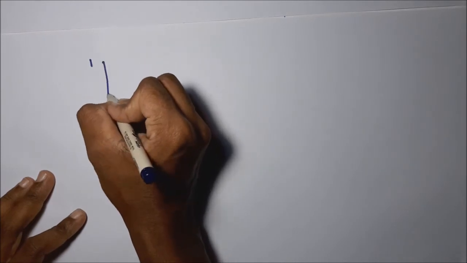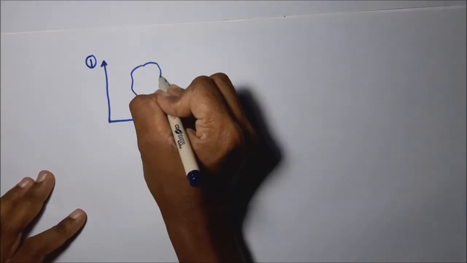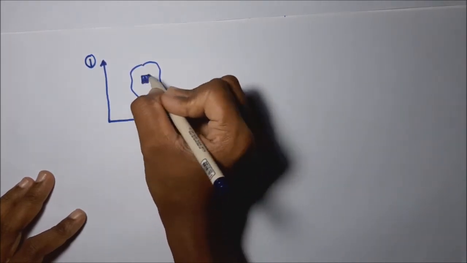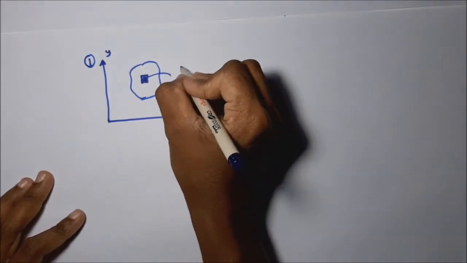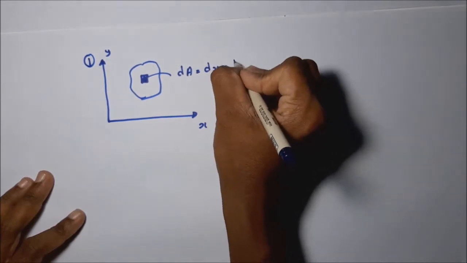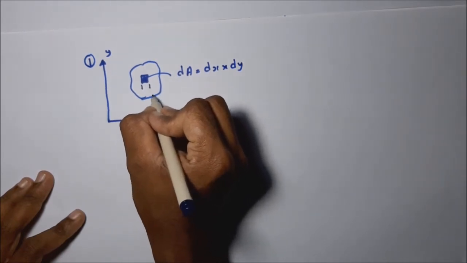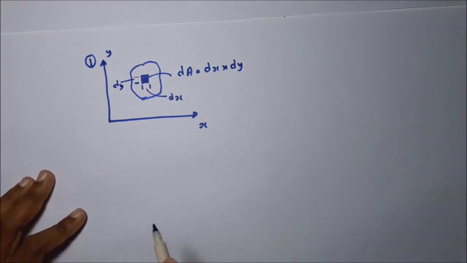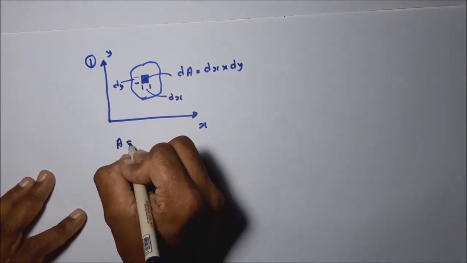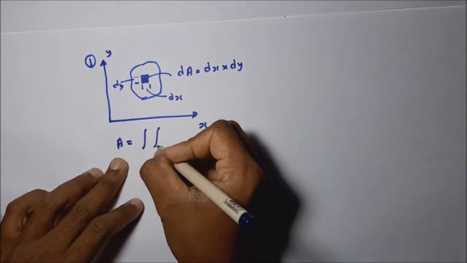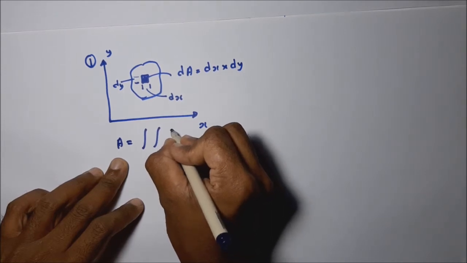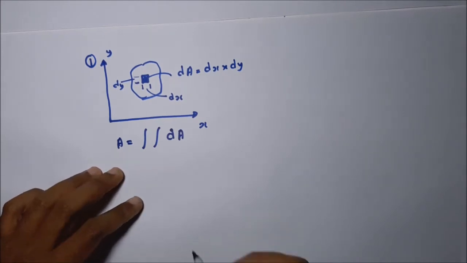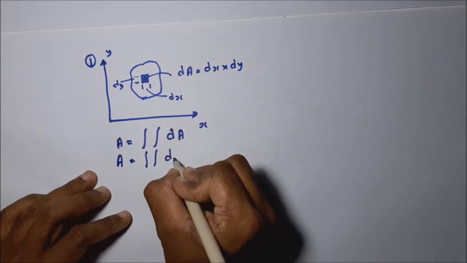First method. Let's take this coordinate system, and this is the given area. With the x coordinate and y coordinate, this dA surface area we can write as dx into dy. This length is dx, this length is dy. Then we can calculate the area using a double integral, so A is equal to the double integral of dx dy.